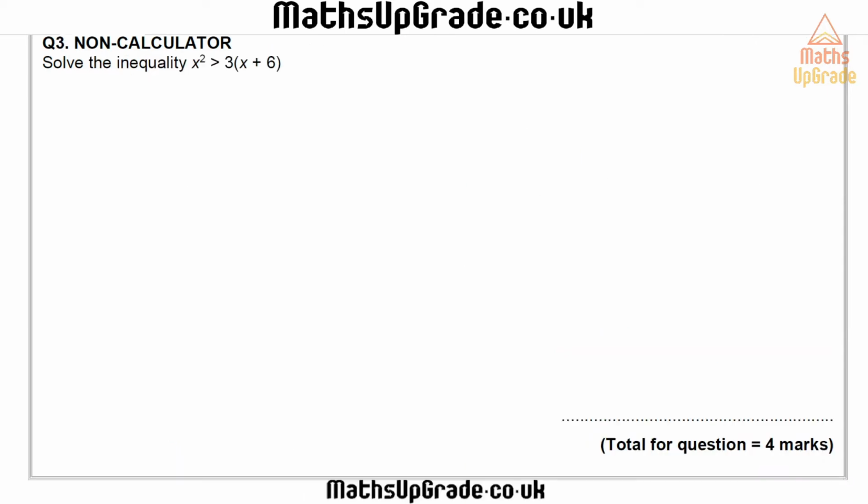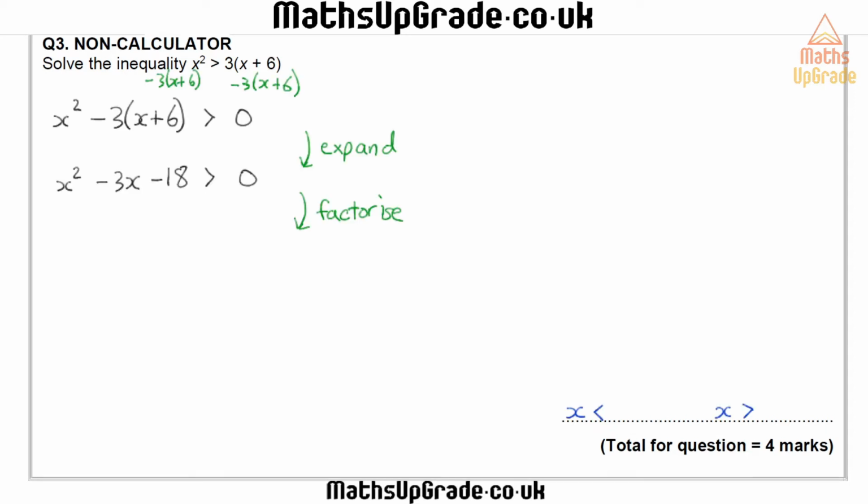Question 3 asks us to solve this inequality, x squared greater than 3 brackets x plus 6. The first thing I'm going to do is subtract 3 brackets x plus 6 from both sides. That gives me x squared minus 3 brackets x plus 6. Then I'm just going to expand the bracket to get it in the form of a quadratic. That gives me x squared minus 3x minus 18.